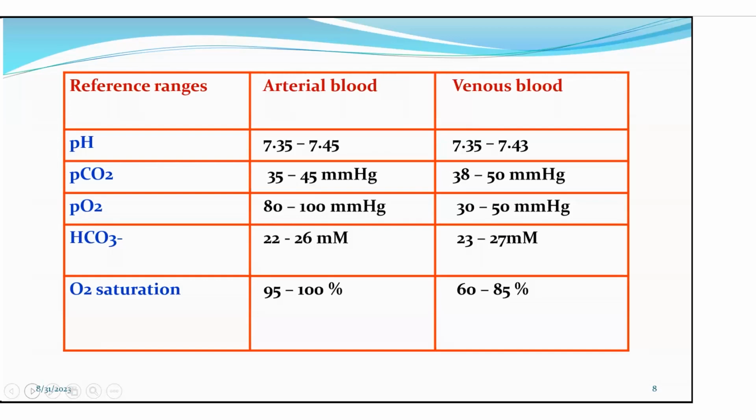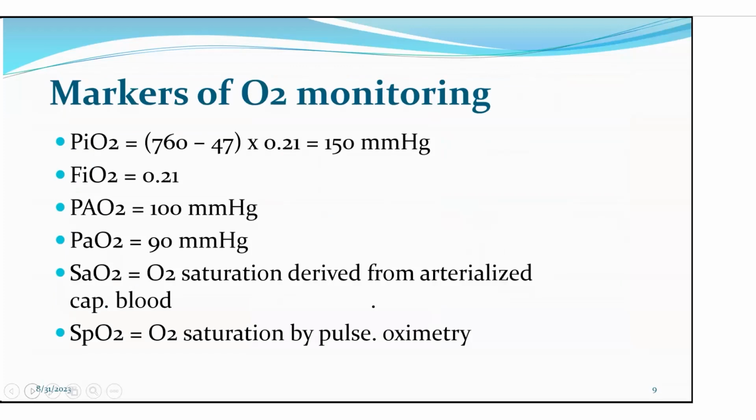Sometimes when we are drawing the arterial blood gases, you may find that we have drawn from the venous, and there is always a difference when you have venous blood. But when you collect a correct arterial blood gas, we at least get the right values when we are measuring the saturations of oxygen. We go to the markers of oxygen monitoring, the pressure of inspired oxygen at 76.